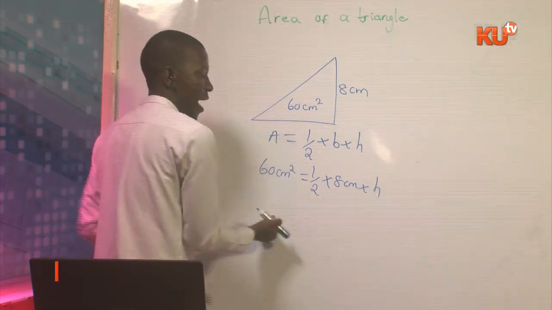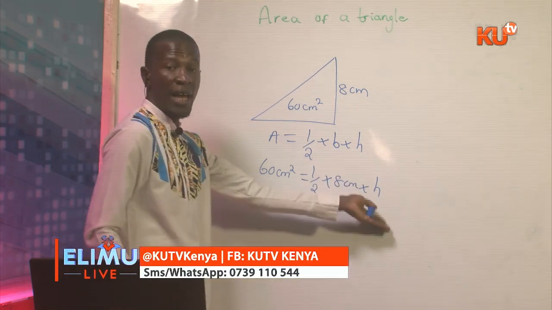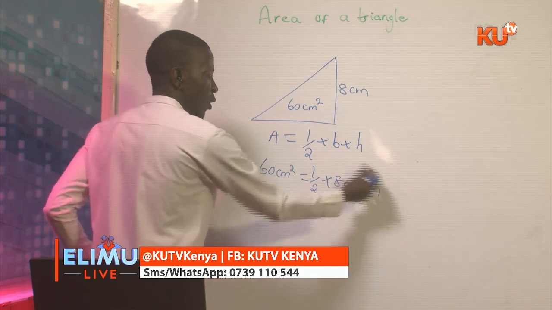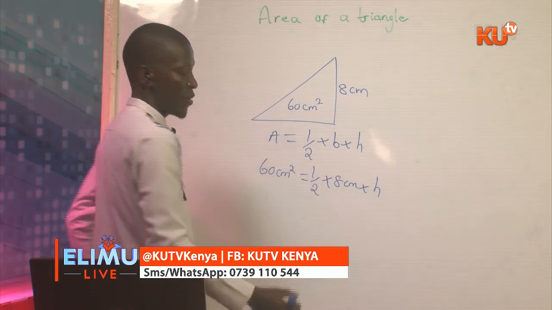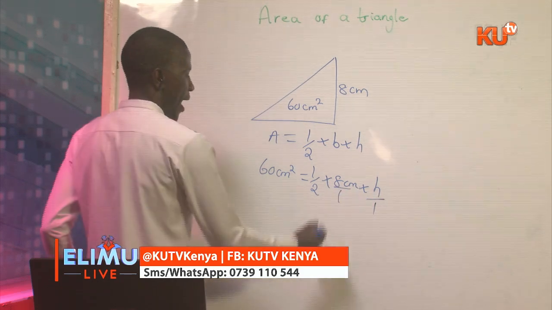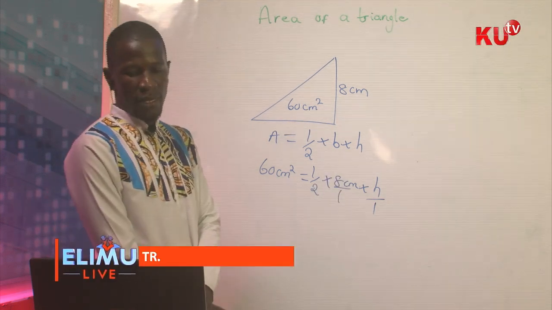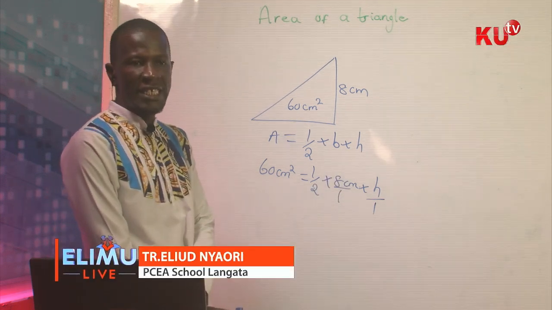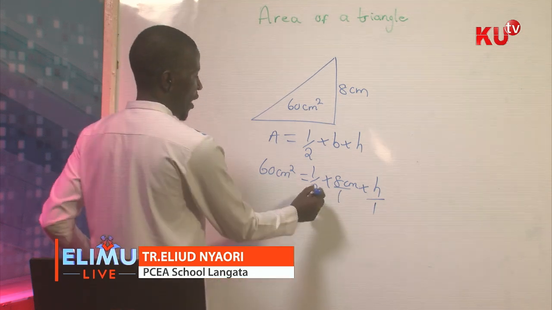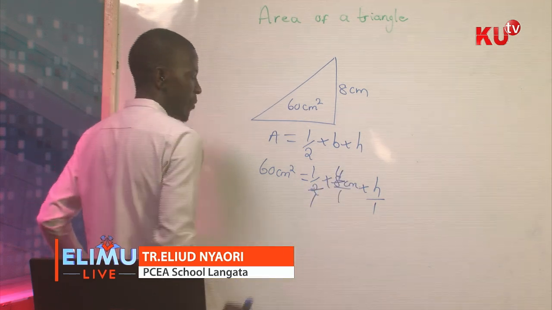So what do we do here? We have the half, yes. We have the 8, yes. We do not have the height. So what do we do? We simplify here. We work out this one by the use of simplification. Put this one over 1, this one over 1. Then ask yourself, can 2 go into 8? Yes, 2 can go into 8. How many times does 2 go into 8? 2 goes into 8 4 times. And 2 goes into 2 1 time.